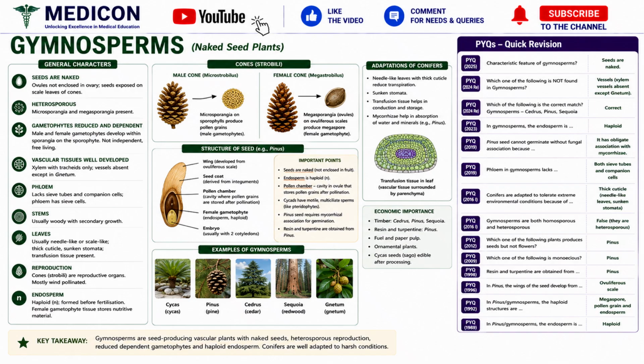So previous questions have also been given here. Gymnosperms are seed producing vascular plants with naked seeds. Heterosporous reproduction, reduced dependence on gametophytes, and haploid endosperm. Conifers are well adapted to harsh conditions.